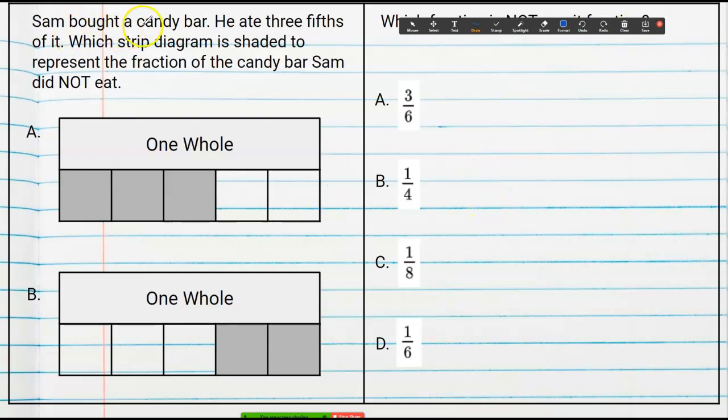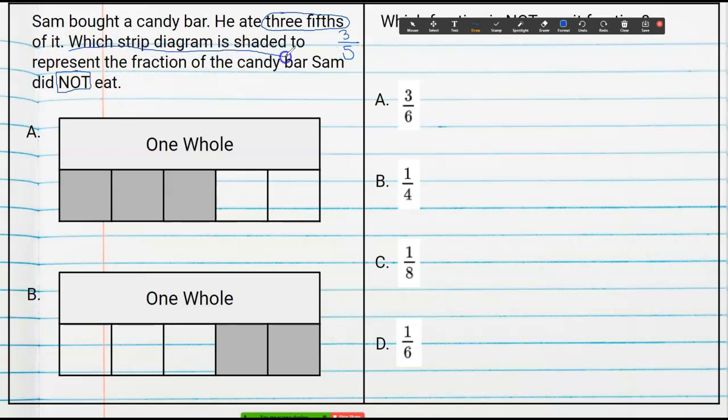Okay, so Sam bought a candy bar. He ate 3/5 of it. Which strip diagram is shaded to represent the fraction of the candy bar Sam did not eat? So this is a tricky question, guys. It's not asking how much he did eat. We know that he ate 3/5. Okay, it tells us in the question 3/5. It wants to know how much he did not eat.